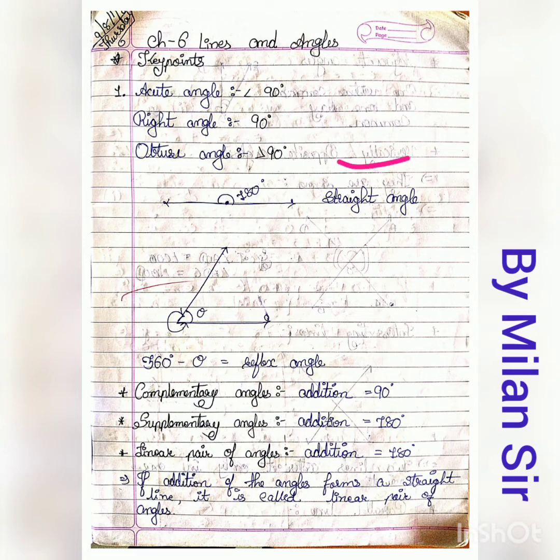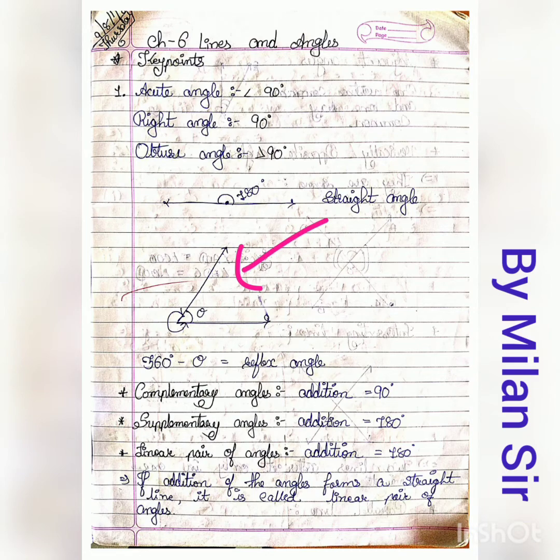After that, straight angle, that means straight line. It makes 180 degree angle. Straight angle means 180 degree angle. It forms one straight line, that's why it is called straight angle.